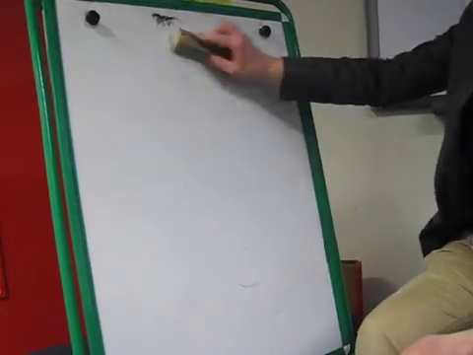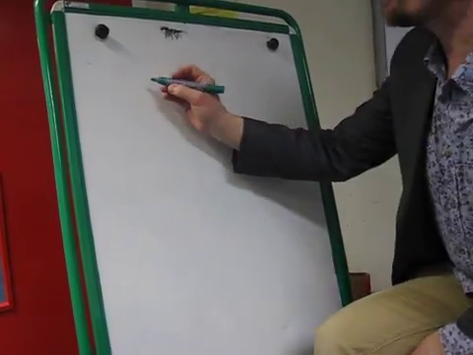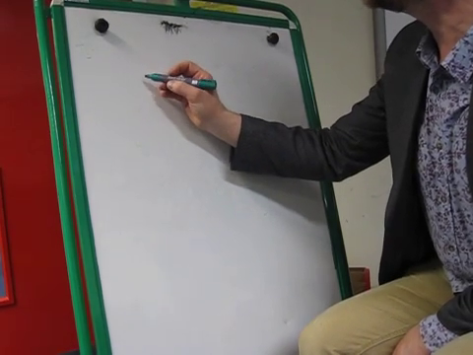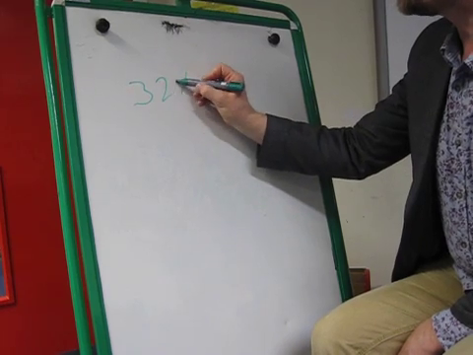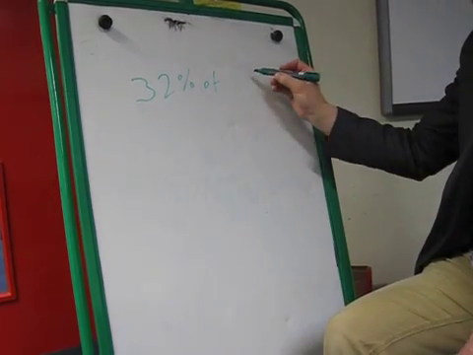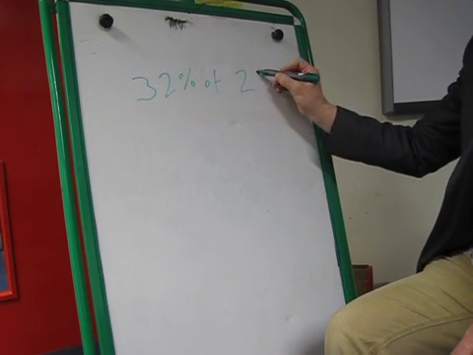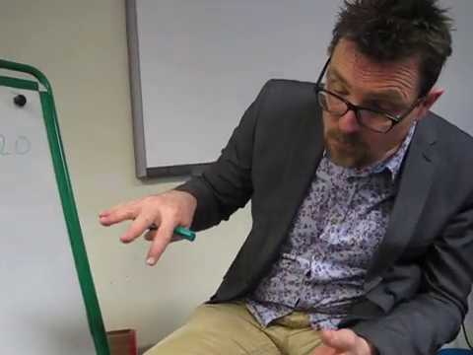I am going to give you one to do at home now and see how you do. Let's think about 32% of, a relatively easy one, 220. Give that a go at home. Off you go.